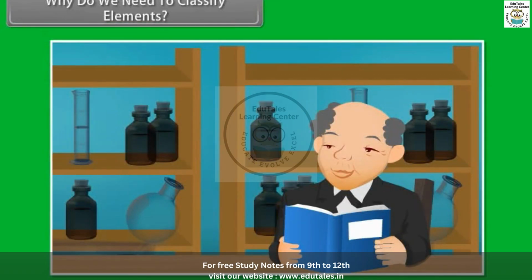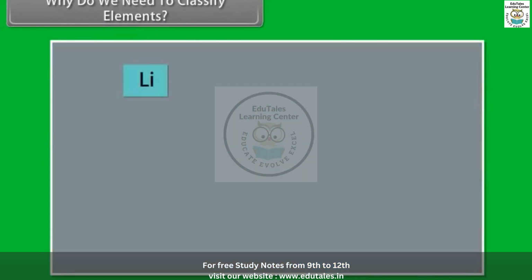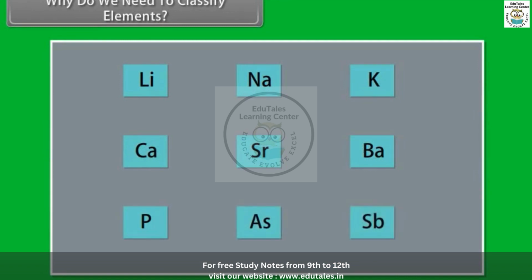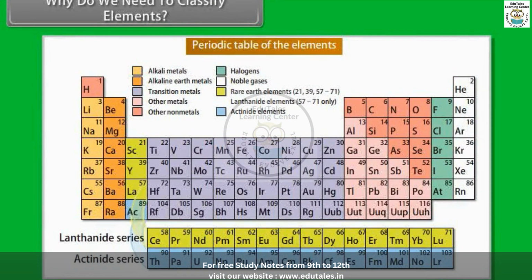Why do we need to classify elements? Before the beginning of the 18th century, few elements were known. As time passed, a large number of elements became known, and today we know 114 elements, and now it becomes quite essential to classify them. The classification of elements led to the formation of the periodic table. Thus, the periodic table may be defined as the table giving the arrangement of all the known elements according to their properties, so that similar elements fall within the same vertical column and dissimilar elements are separated.